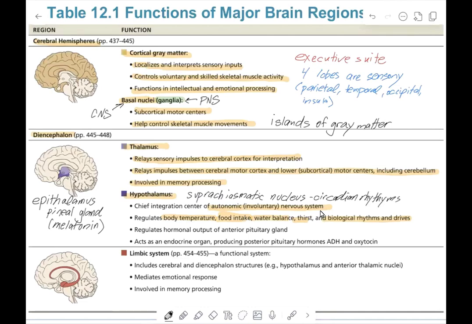And the hormonal input of the anterior pituitary gland. You'll learn about that next semester, but basically the hypothalamus tells the anterior pituitary what to do. And it also acts as an endocrine organ itself because it produces posterior pituitary hormones like ADH and oxytocin. And you don't need to know ADH right now, but it prevents diuresis, which is urine output.